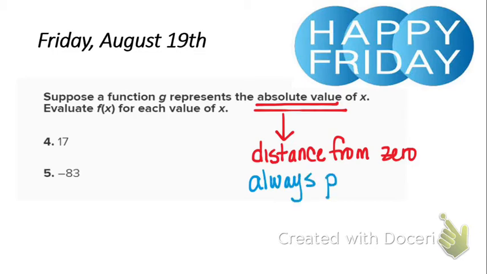And that's really important because we're going to graph absolute value functions today. So looking at these two numbers, 17 and negative 83, I just want you to write the absolute value of both of those numbers for questions 4 and 5. So what would the absolute value of positive 17 be? Just 17.